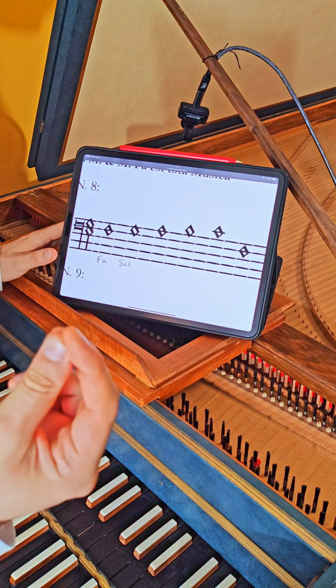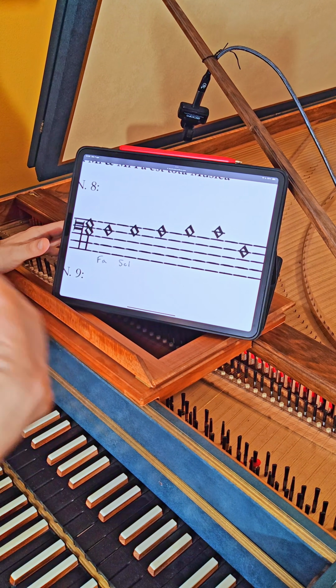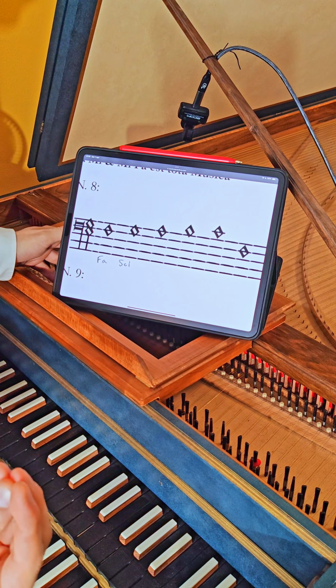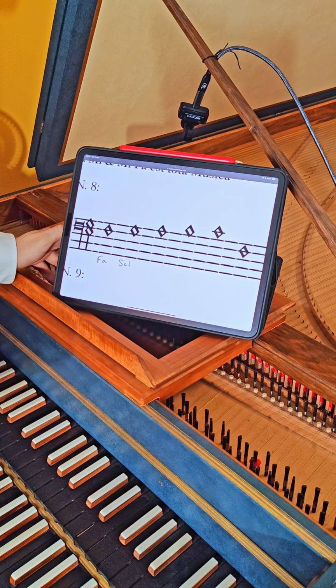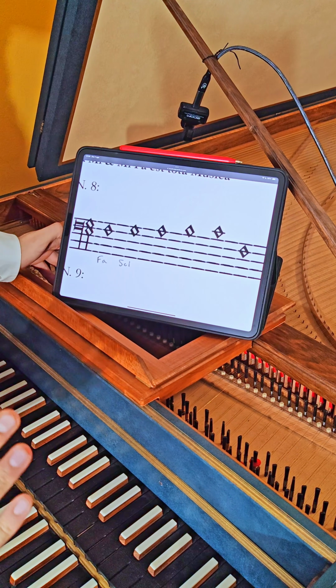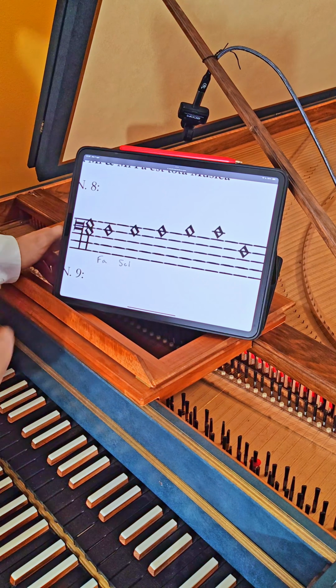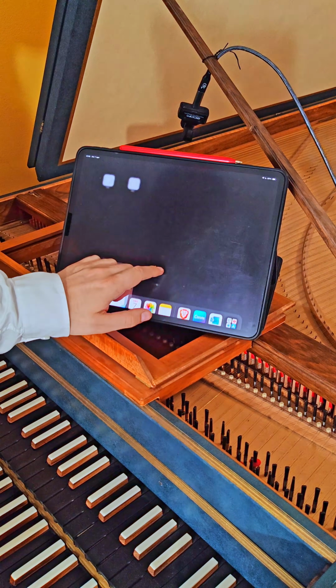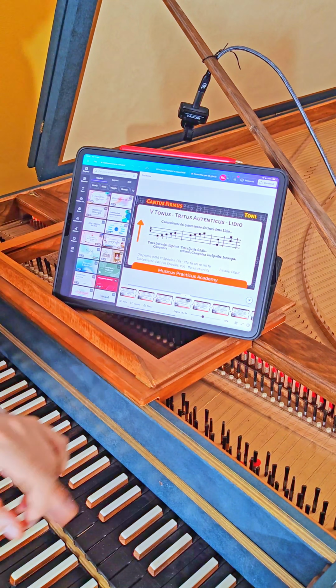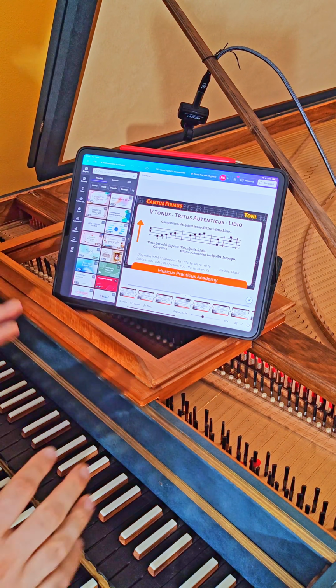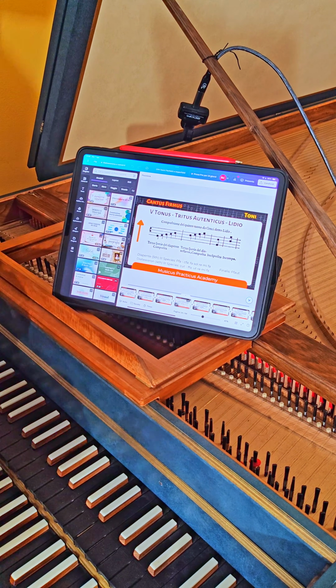Now, if I ask a modern musician to sing a fifth, any kind of fifth will be the same. I'm talking about the perfect fifth. But that's not the same for the ancient musician. Now, I'll reveal you one thing about cantus firmus. This will be the course about cantus firmus. I'm working on that.